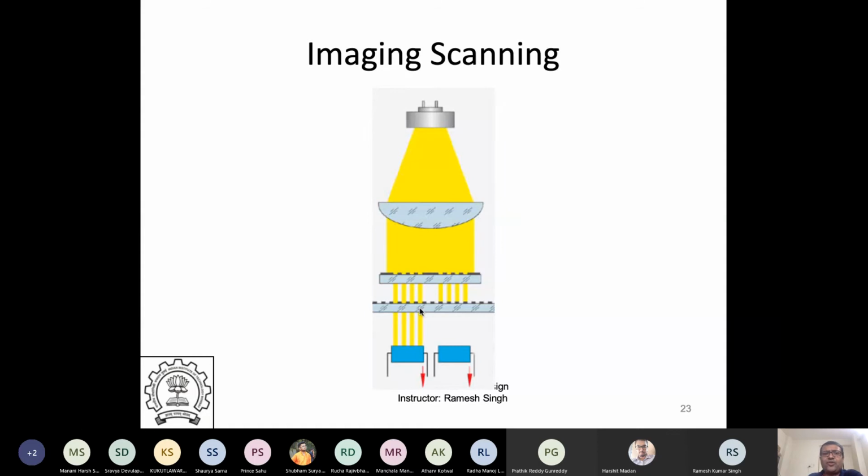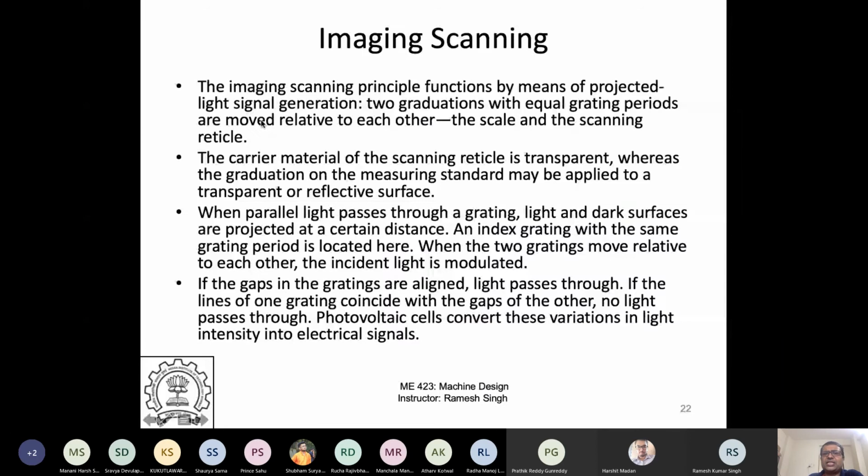So these are another set of techniques. So basically this is what is there in a lot of these precise linear encoders. There will be one grating which will be fixed, one grating which will move, and then you will get light and dark surfaces at different distances. And this is how you locate when they move. When the gratings move over each other, the incident light is modulated, and this modulation gives you your actual positioning. Okay, so that's what a linear scale does.